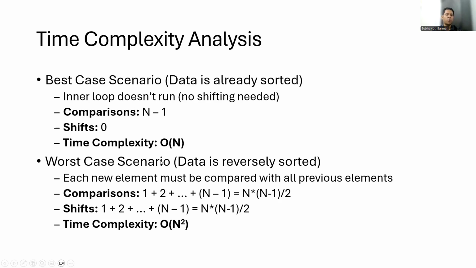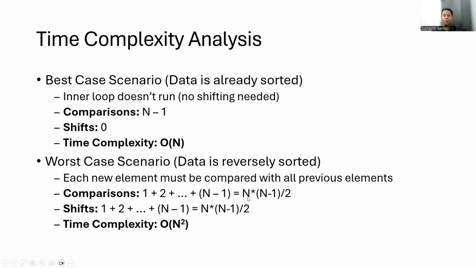And what is the worst case time complexity? We will get the worst case time complexity if my array is reversely sorted. Let's say I want to sort the data in ascending order, but I get the data in descending order. In that case, what will happen? In the first iteration, we have to perform one comparison and one shifting. In the second iteration, two comparisons and two shifts. In the n minus 1th iteration, we have to perform n minus 1 comparisons and n minus 1 shifts.